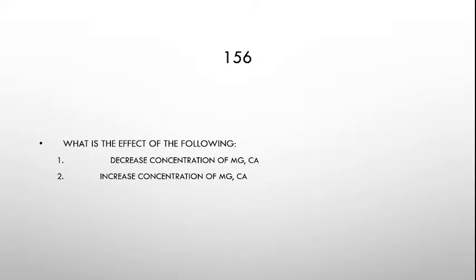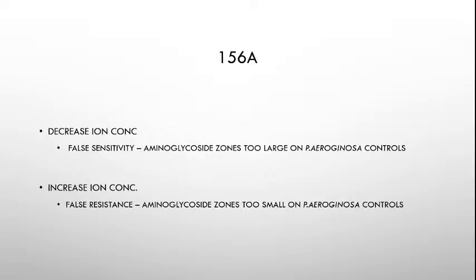Alright? What is the effect of the following? A decrease in the concentration of ions would result to false sensitivity of aminoglycosides. Too large a zone on Pseudomonas aeruginosa controls. An increase in ionic concentration will result to false resistance.